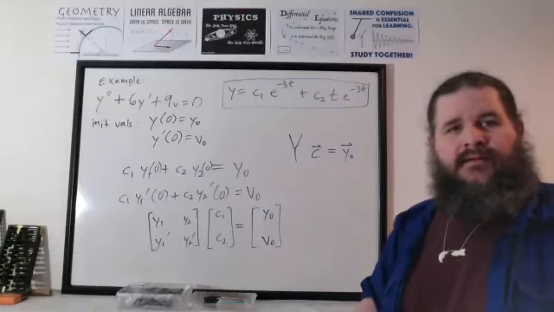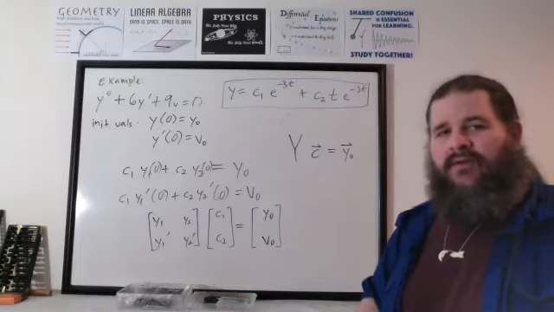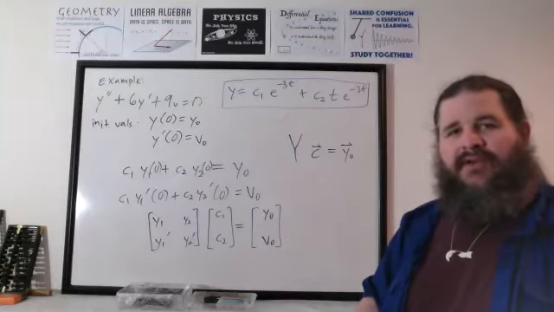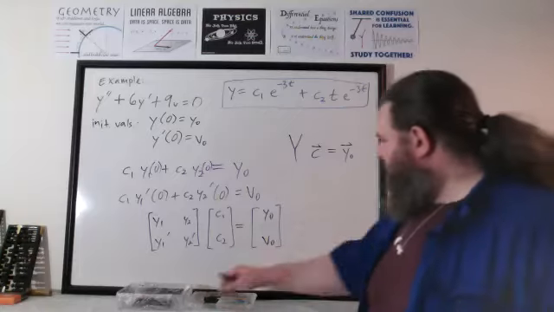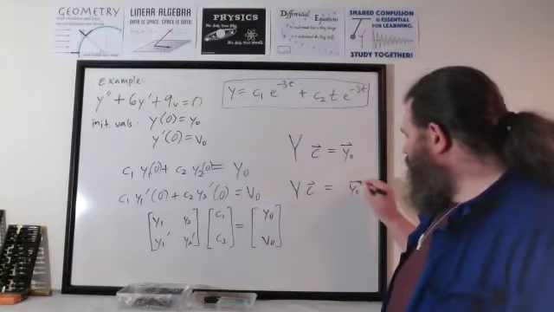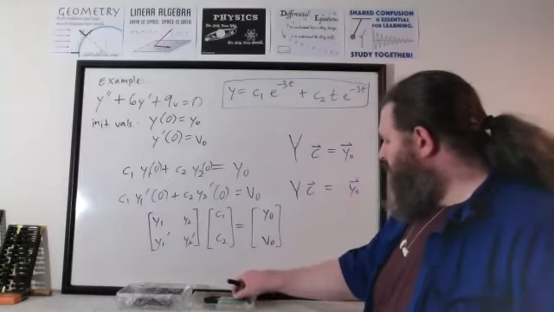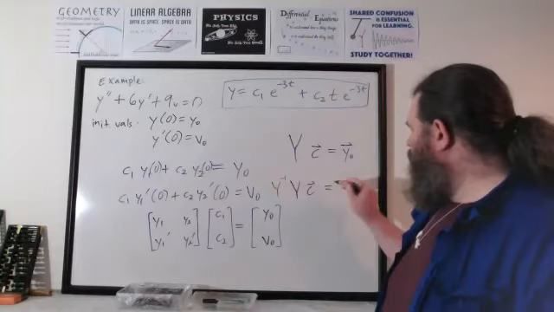Yes, you divide the big Y by y naught. You can't divide by a matrix though, but what is the equivalent of dividing by a matrix? What could you multiply by that acts like getting rid of it? The inverse? Yeah. Okay. If we take Y times C equals y naught, we multiply both sides by the inverse, big Y inverse, on both sides.